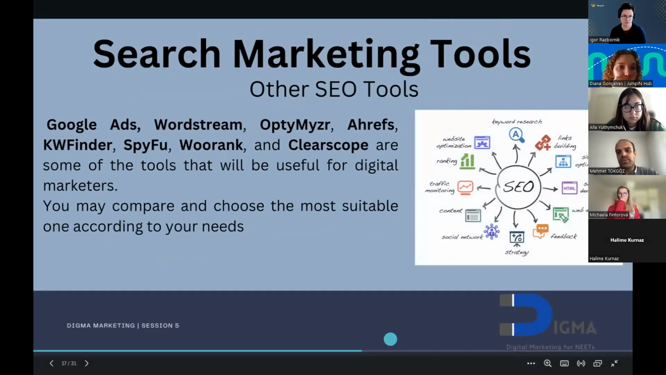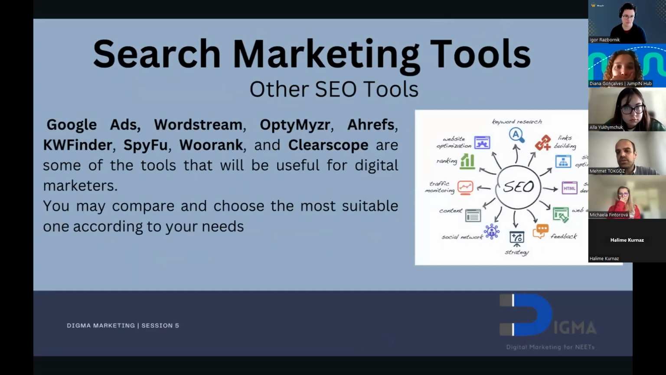And there are also other marketing tools that may be used if you want to do digital marketing. Google Ads is the most well-known one to place advertisements on social media or websites, or even for the researchers. WordStream Optimizer, Keyword Finders, there are several such tools that you can use for digital marketing. You can compare and choose the most suitable or most useful one for your needs or for your products.